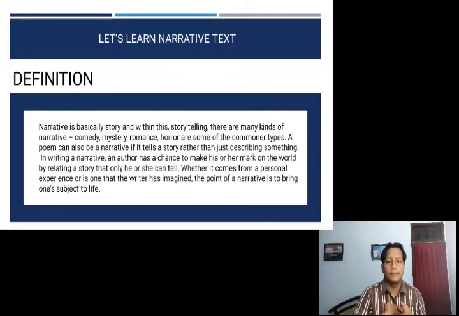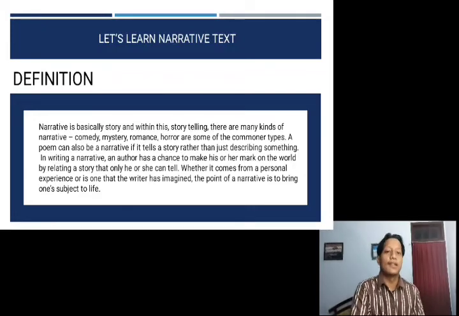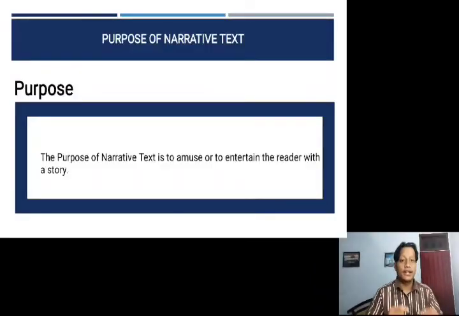Whether it comes from a personal experience or is one that the writer has imagined, the point of a narrative is to bring one's subject to life. Okay, and then the second slide is the purpose of narrative text. The purpose of narrative text is to amuse or to entertain the reader with a story.